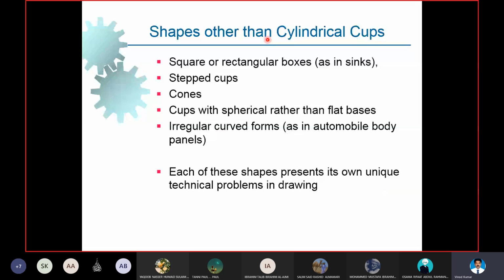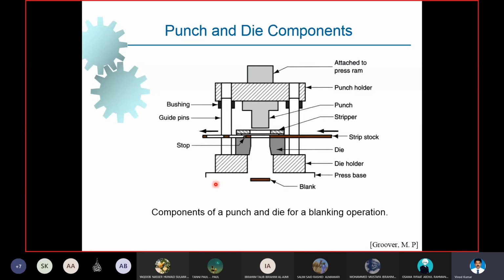Now, shapes other than cylindrical. Can we produce only cylindrical shapes? No, we can produce square or rectangular boxes, stepped cups, cones, and cups with spherical rather than flat bases. Irregular curved forms like automobile body panels can be produced. Then, as I explained, the cans of soft drinks. Each of these shapes presents its own unique technical challenges in drawing.